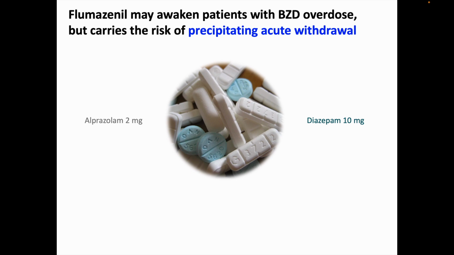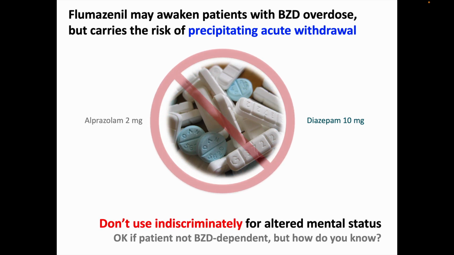So then, if somebody overdoses on benzos, then we should just give them flumazenil. No, it's not that simple. Flumazenil certainly can awaken patients with benzo overdose, but you are risking precipitating acute benzodiazepine withdrawal if that patient is benzo dependent. And who's most likely to have benzos around if they decide to take a drug overdose? Those people who are already on them chronically.